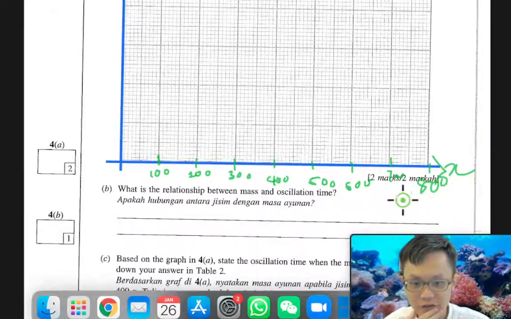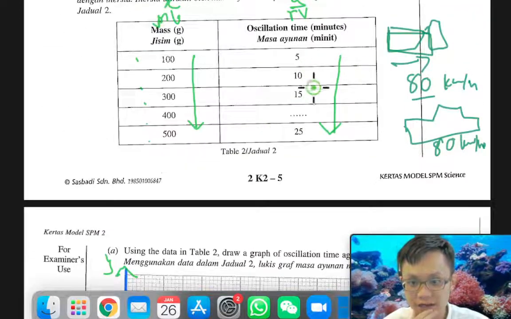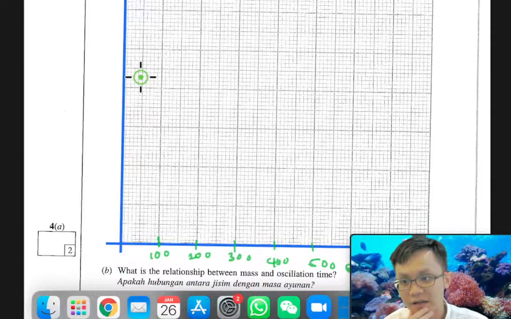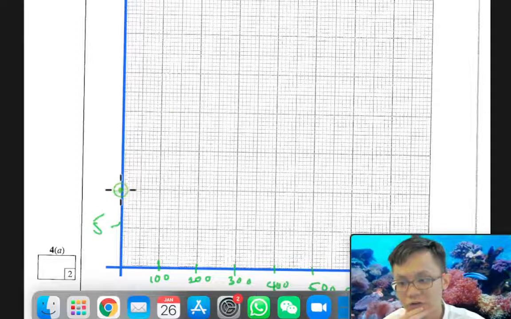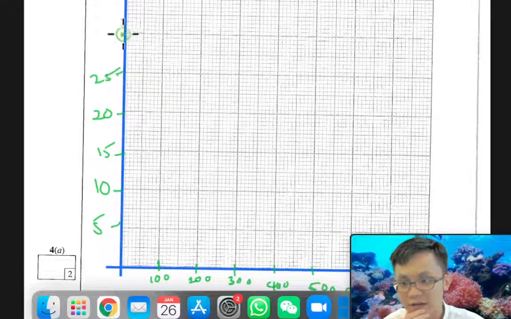Okay, so I already drew the unit, and this one is 5, 10, 15, 25. So maybe I put here 5, 10, 15. I cannot, so I just put here 5, what to do. 5, 10, 15, 20, 25, 30.